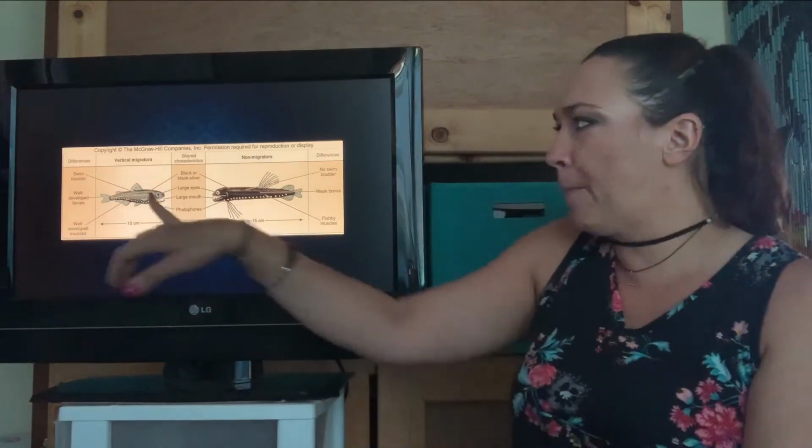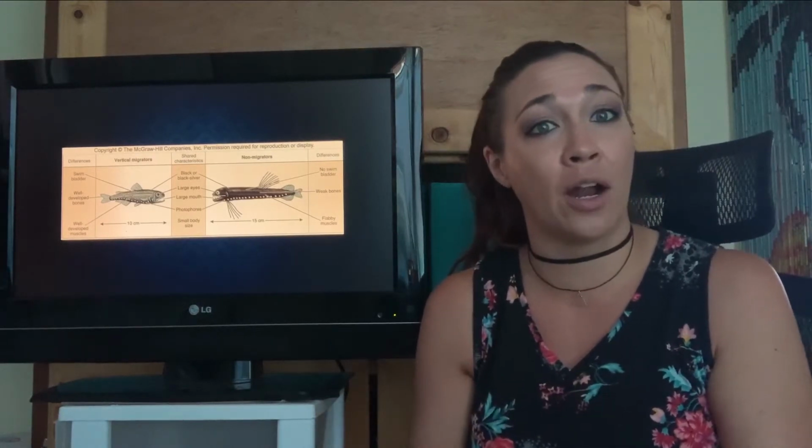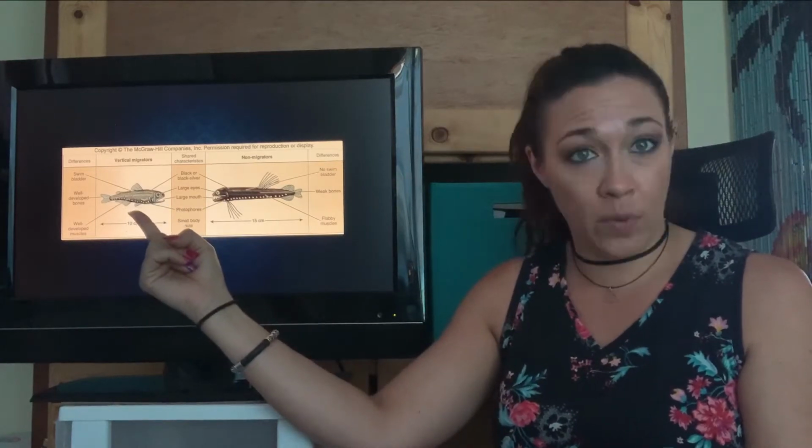It's crazy. But these guys have, again, well-developed bones, good strong muscles, and they have a swim bladder. So the non-vertical migrators, no swim bladder. The vertical migrators, swim bladder.